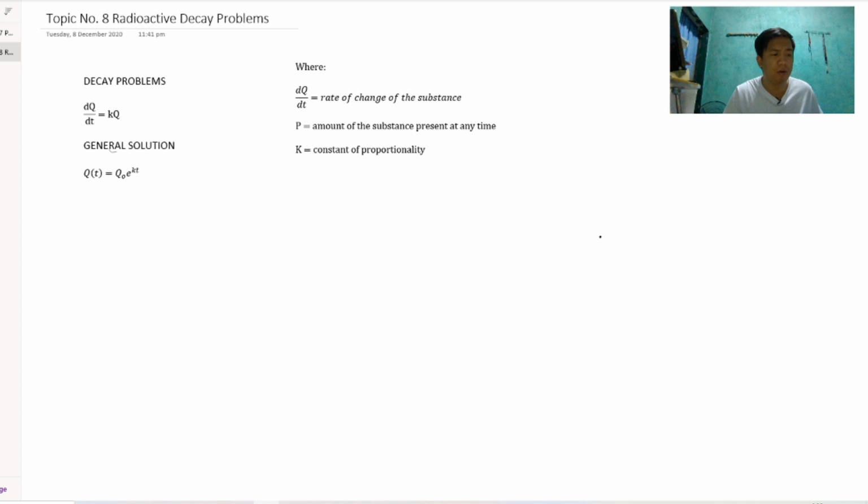So, for example number 1, I did not write this one, so I will just read it. Okay? A radioactive material decays at a rate proportional to its amount. So if the material has a half-life of 30 minutes, what percent of the original mass is expected to remain after 0.8 hour? Okay? So what we are looking for is the percentage of the original mass after 0.8 hour.